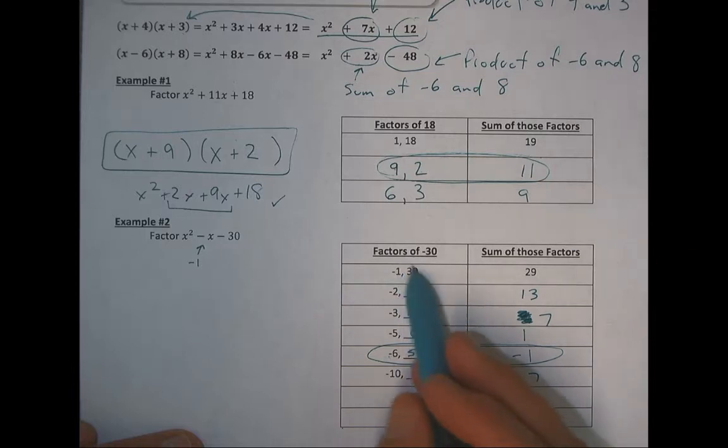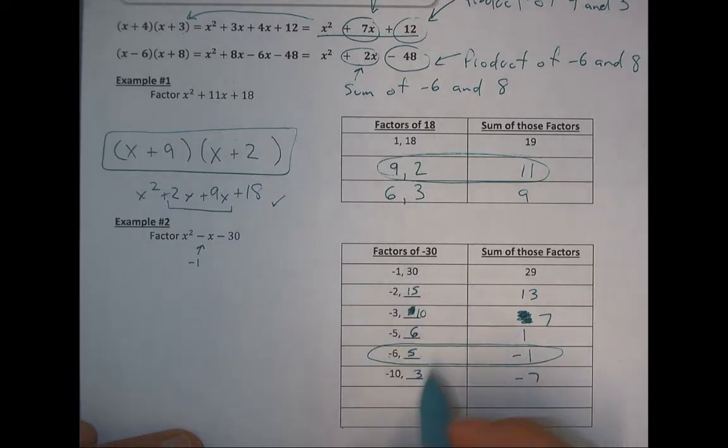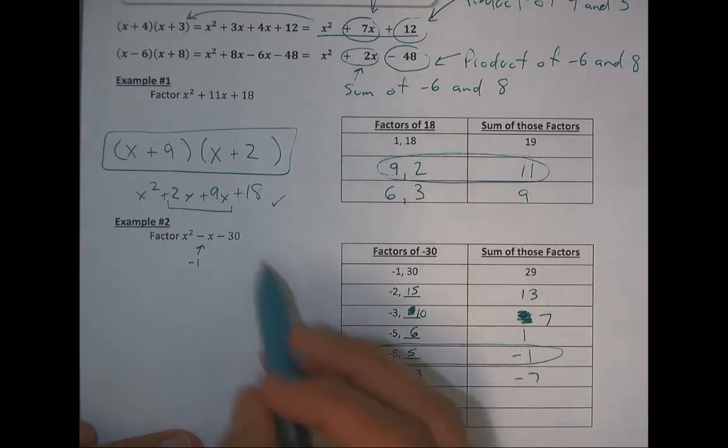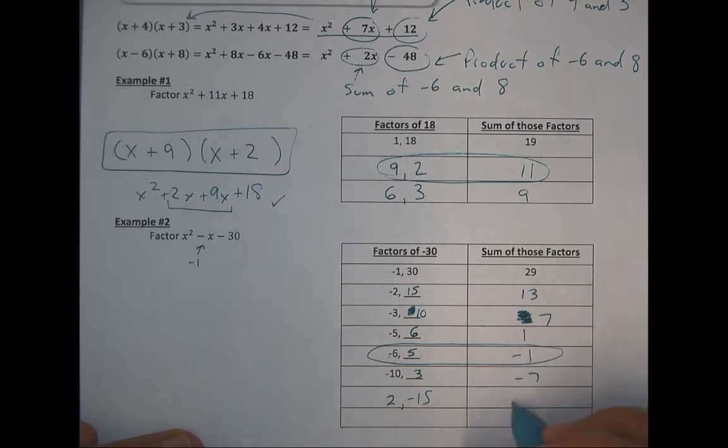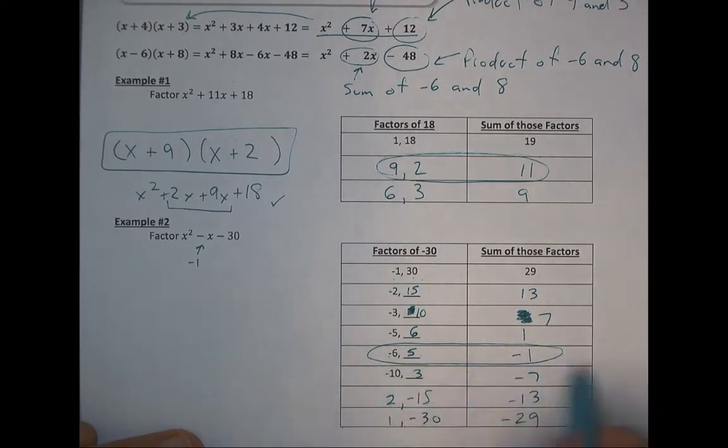You can do the opposites of these. Since it's a negative, you can just switch where it is. So it would be positive 2 and negative 15, opposite of this. So those multiply to negative 30, and when you add them together, it's negative 13. And then the opposite of this would be positive 1 and negative 30, but those are going to give you negative 29.